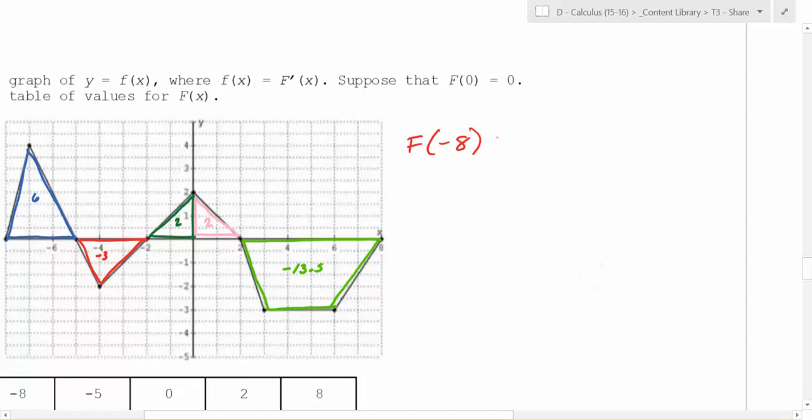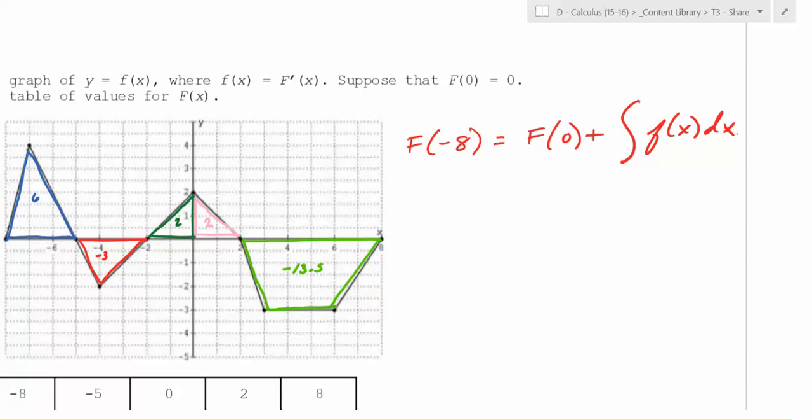It's 0. So the area under the curve here from 0 to negative 8 is going to be f of 0 plus the integral of this function, f of x dx. Now, what did I not write in there? Yeah, the limits of integration. They're called the limits of integration.